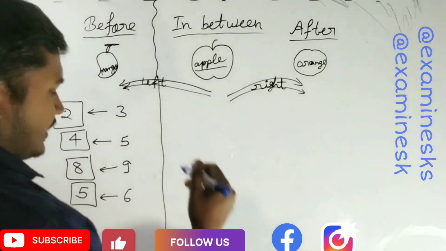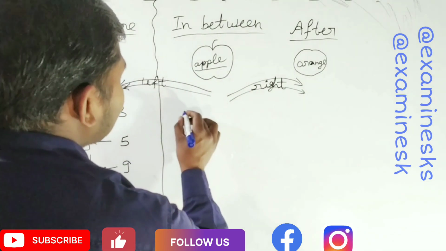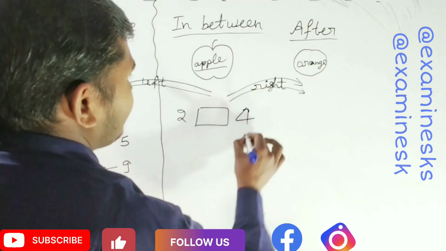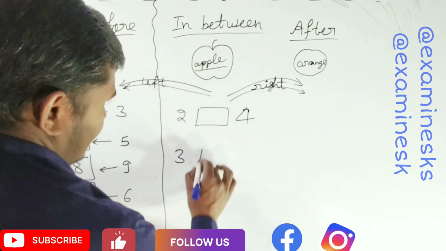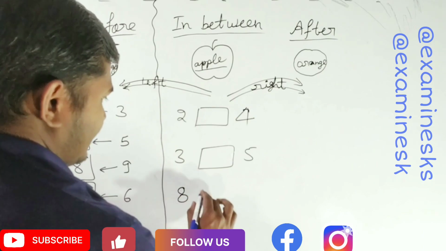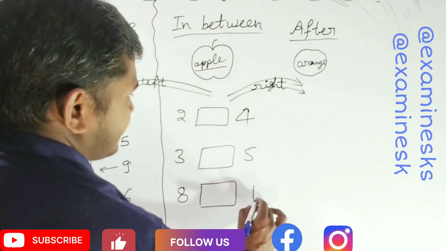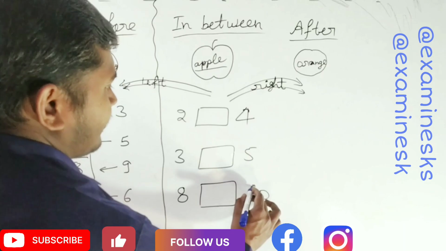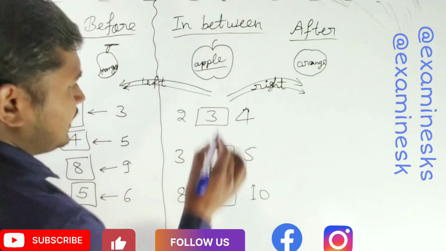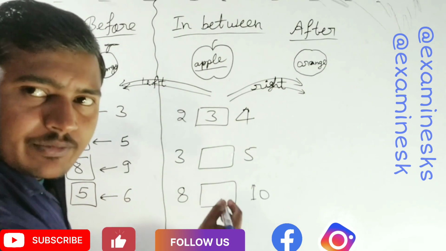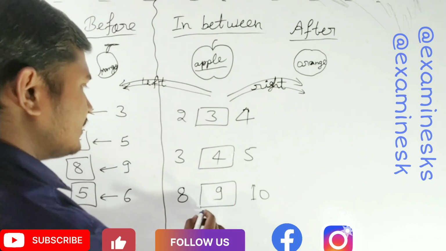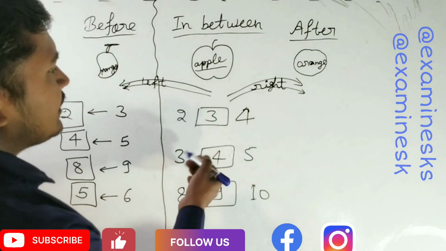Next, in between. I write here 2, 4, 3, 5, 8, 10. What comes in between? Between 2 and 4 there comes 3. Between 3 and 5 comes 4. Between 8 and 10 comes 9. So these numbers are in between.